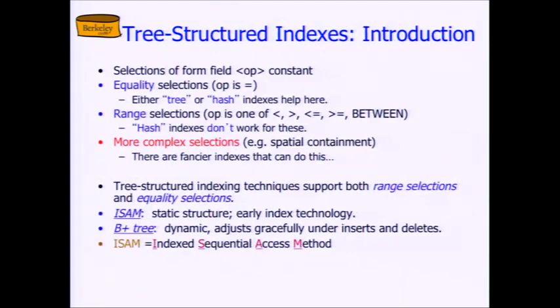Okay, so today we're going to talk about tree-structured indexes, which are the versatile, widely used workhorses of most database systems. The selections in any index are going to be of the form field, operator, constant. Examples might be equality, like department equals computer science. Either tree or hash indexes will tend to work there.